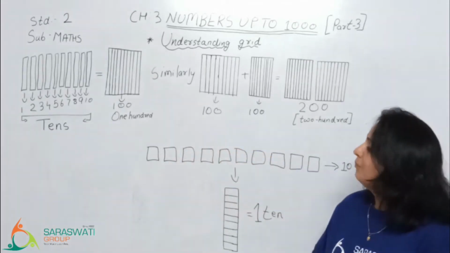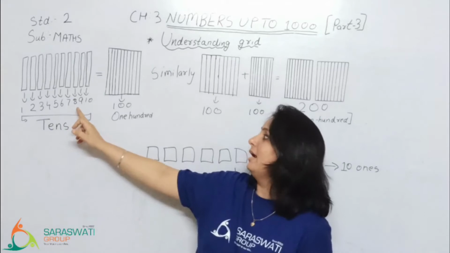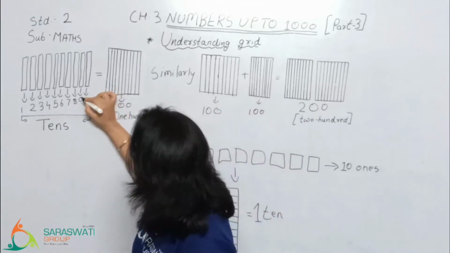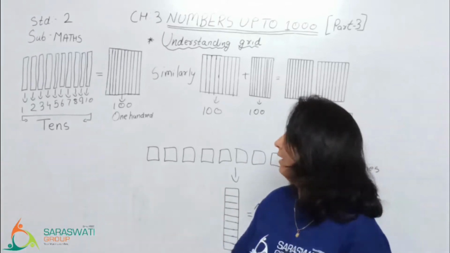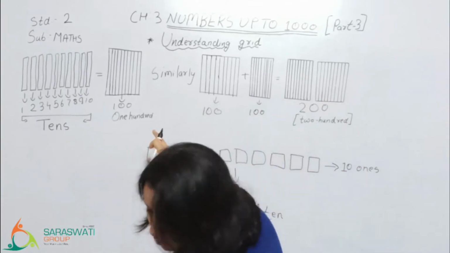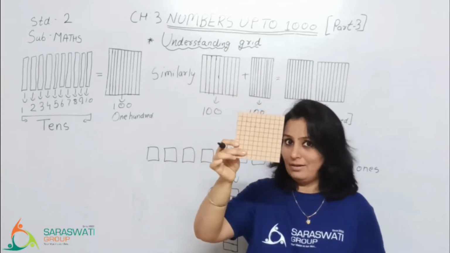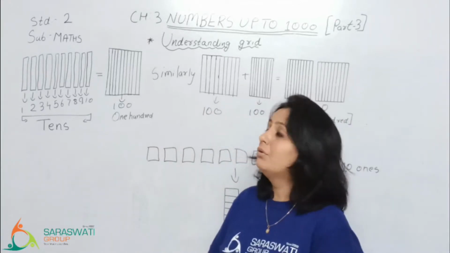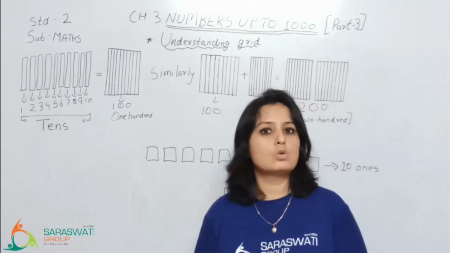You can see over here, this is 1 ten, 2 tens, 3 tens, 4, 5, 6, 7, 8, 9 and 10 tens. I have written here that these are tens. So when 10 tens come together, what do they make? It will make 100. Remember I told you in the last lecture, I can show you also a grid. This is a grid of 100. When 10 tens come together, they form 100.